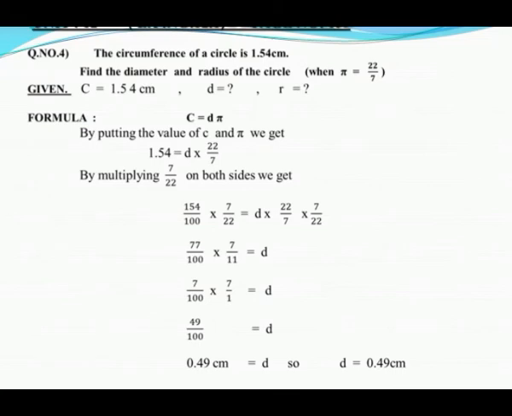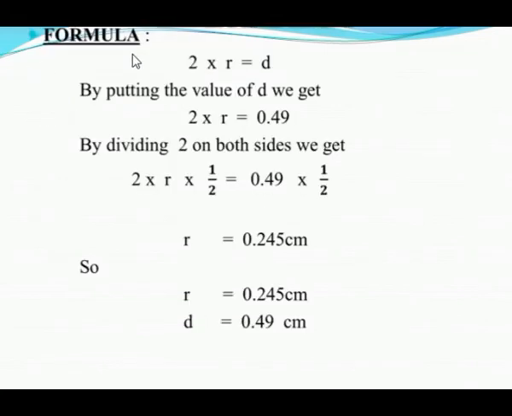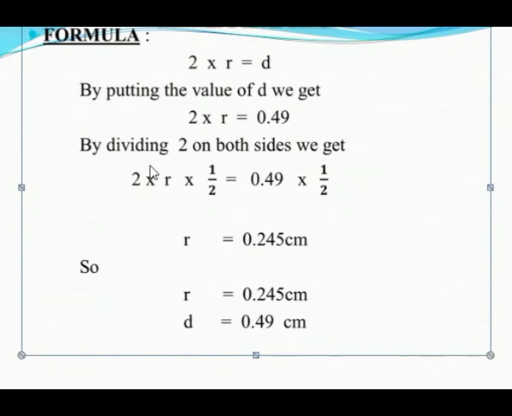Okay, the next slide is now the next formula, 2R is equal to D. By putting the value of D, I got the value of D, that is 0.49. I put the value here. Now I want to isolate R, so I have to bring this 2 to the other side. By dividing by 2 on both sides, we get 2 multiplied by R multiplied by 1 by 2. You can write divide by 2, and then you can multiply by 1 by 2, taking the reciprocal. We know all this procedure. So by dividing 0.49 by 2, we get 0.245 centimeters. So these are our required quantities, the value of radius and the value of diameter.